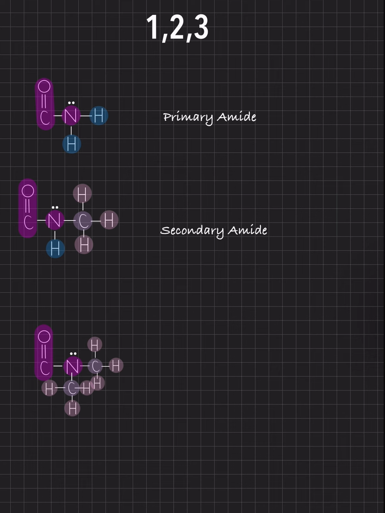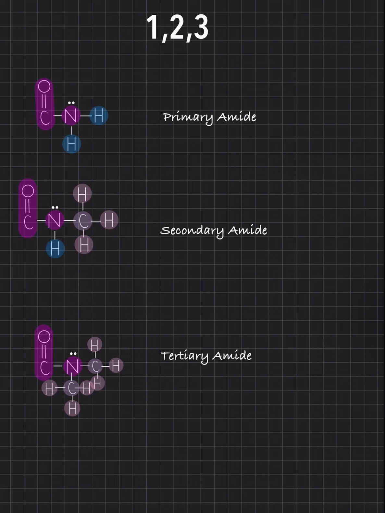I just want to emphasize that the functional group amide is the C double bonded to an oxygen with a nitrogen. Being bonded to another carbon, the one I have in purple, is what makes it secondary. If it's bonded to yet another carbon, like you're going to see at the bottom, that's going to be a tertiary amide, but it's always going to have that carbonyl group. The carbonyl and the nitrogen is what makes an amide.